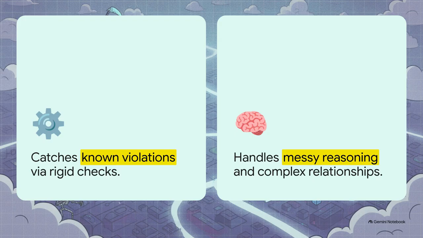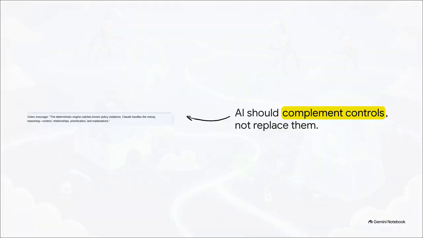But on the other side, we have Claude AI. Claude steps in to handle the really messy reasoning, the complex relationships between subnets, the context of the business application, and figuring out the actual prioritization of the risks. Because at the end of the day, AI complements. It does not replace our conventional controls. We always run those deterministic checks first. We let the standard scripts catch the low-hanging fruit and the obvious violations. It's only after that we engage the AI, letting Claude do what it does best, untangle those complicated relationships that standard scripts are just totally blind to.